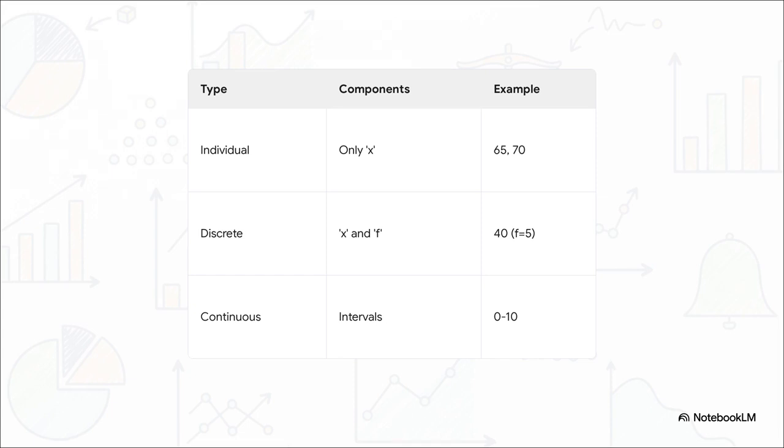Then we have the third type, which takes things a step further. This is the continuous series. Here, we're grouping data into intervals, think 0 to 10, 10 to 20, and so on, alongside their frequency. Basically, the rule of thumb is, if you see an interval, boom, you are instantly working with a continuous series. Figuring out your series, whether it's individual, discrete, or continuous, is absolutely crucial. It's mandatory because it dictates exactly which mathematical formula you're going to need to pull from your toolkit.